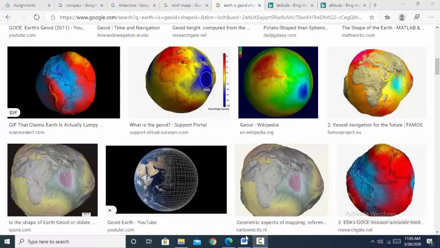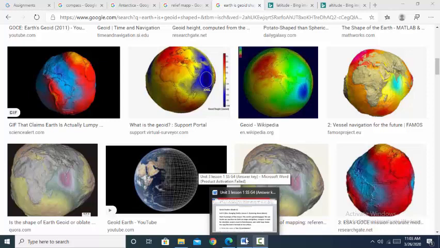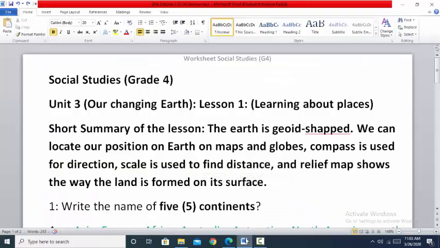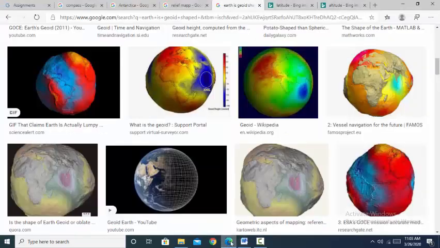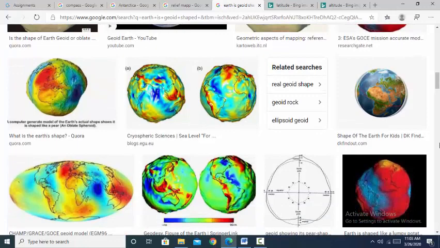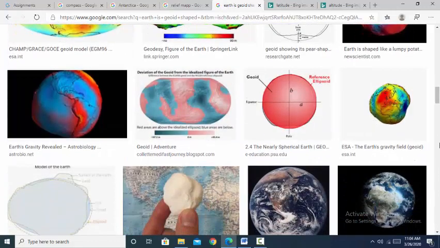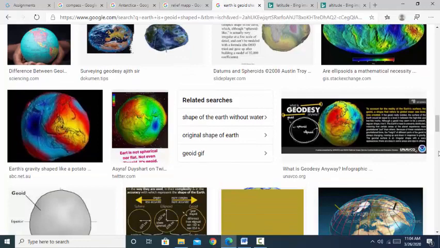How are you today? Our lesson is related to the geoid and the Earth and the different dimensions for that. We will learn about places, and we'll start with a summary for the lesson. Actually, the Earth is geoid-shaped. This is the actual meaning of the word geoid-shaped. This is the form of the Earth. This is how it is geoid-shaped. So this is the actual form.